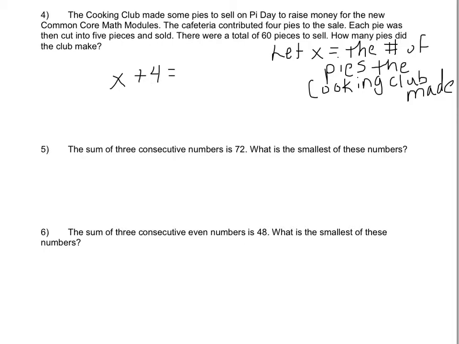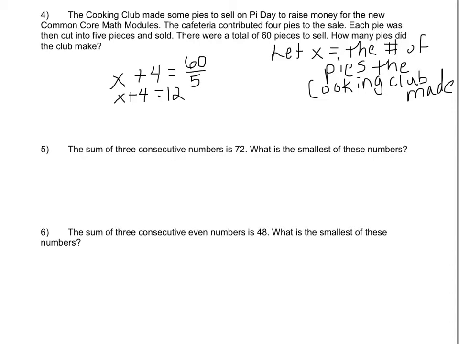And then we've got to figure out how many pies were total. We know there were 60 pieces total, and we know that each pie had 5 pieces. Okay? So our equation reads x plus 4 equals 60 over 5. 60 over 5 will tell us how many total pies there were. So our first step is to do that division. We'll bring down the x plus 4, and we'll divide 60 by 5. 60 divided by 5 equals 12. We end up with x plus 4 equals 12.